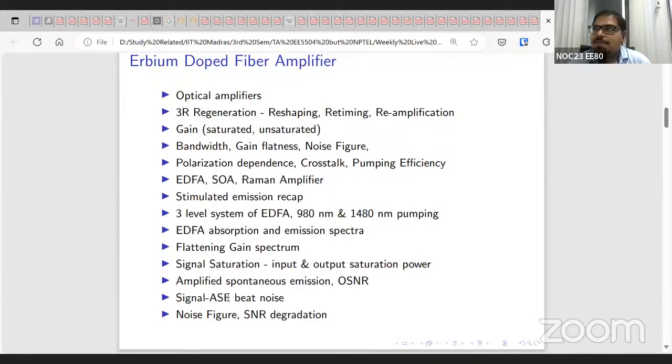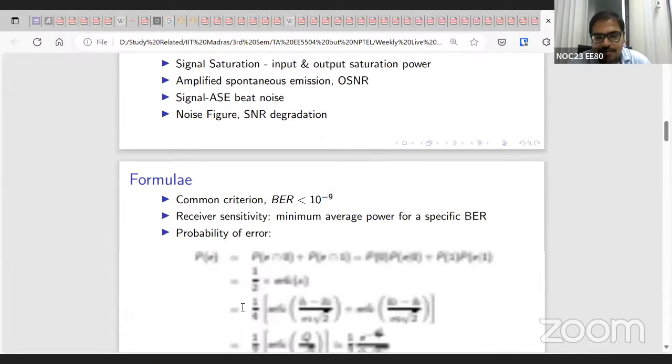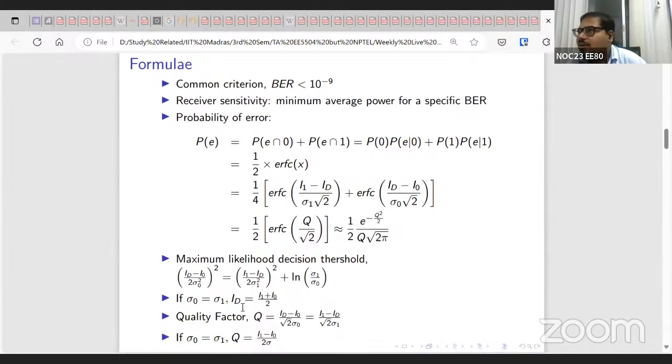Then we discussed the primary noise source for EDFA, which is signal-ASE beat noise, and we ignore the ASE-ASE beat noise. And we talked about the noise figure and SNR degradation. So these are all of the formulae. A common criterion when you design a system is that you need a bit error rate lower than 10 to the power minus 9 or 10 to the power minus 12. Those are the commonly seen figures.